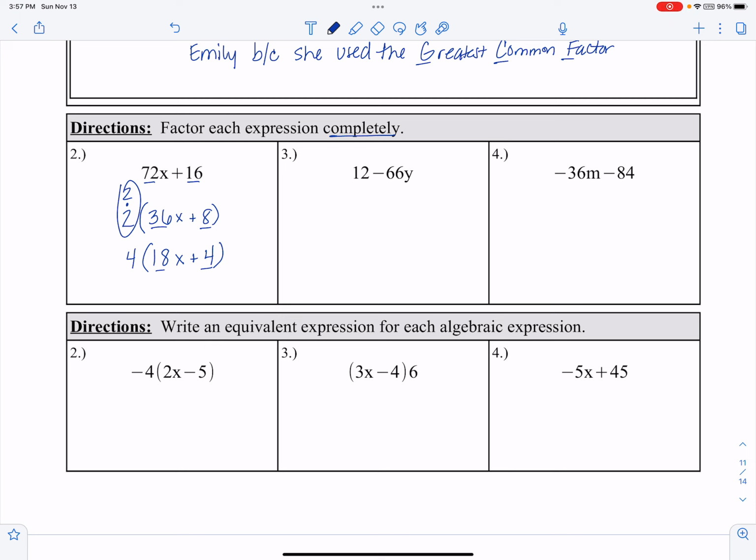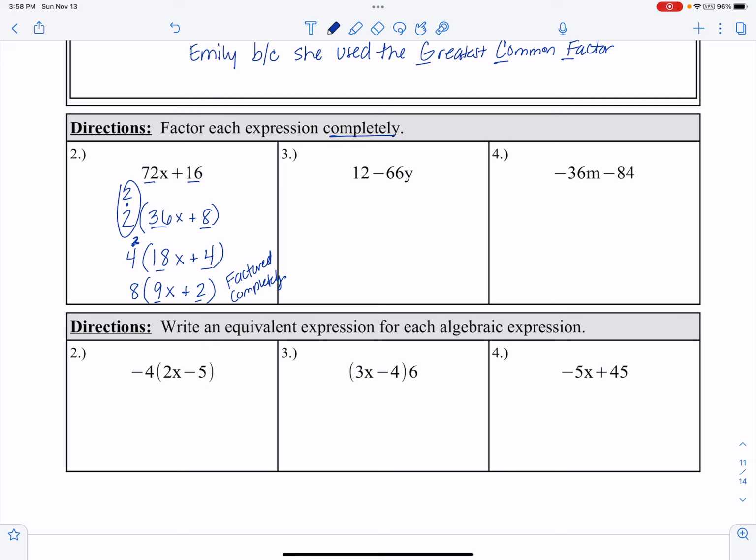So I can factor out a 2 of both of those again. So I'm going to put a times 2 over here. Okay. And I end up with 2 times 9x, which equals 18x, plus 2 times 2 is 4. Now I cannot factor out any more from the 9 and the 2. So I have what's called, remember, factored completely. Okay, so that's the process.